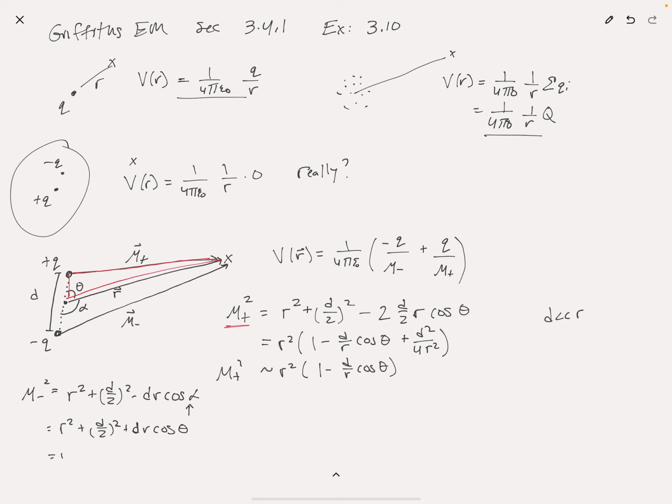All right, I can go ahead and pull out an r squared here. 1 plus d over r cosine theta plus d squared over 4r squared. And again, write that that's roughly equal to r squared times 1 plus d over r cosine theta. Okay, so now I have an approximation for what each of these script vectors are.